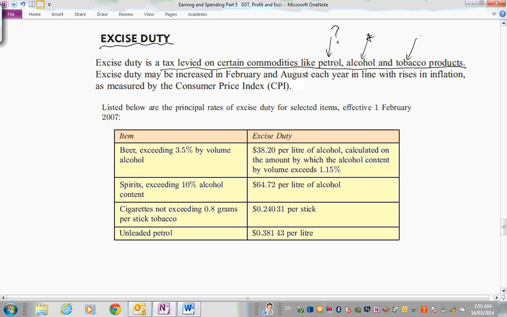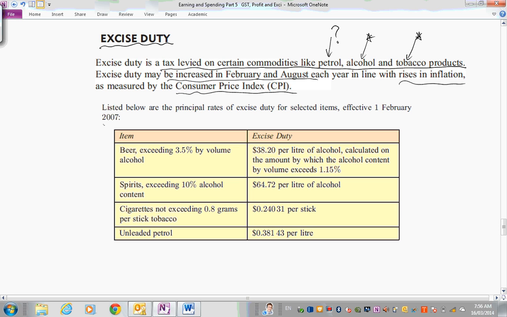And again, tobacco. Okay, and that's being increased since this book was published. There's quite a high excise on tobacco. They're trying to encourage people to smoke less, or don't smoke at all, because it ruins your health. The same with alcohol, though. Okay, so these excises may be increased at two different points in the year, halfway through the financial year and after the end of the financial year, if you like, in line with rises in inflation and so on. We may talk about consumer price index later on, but not in this presentation.